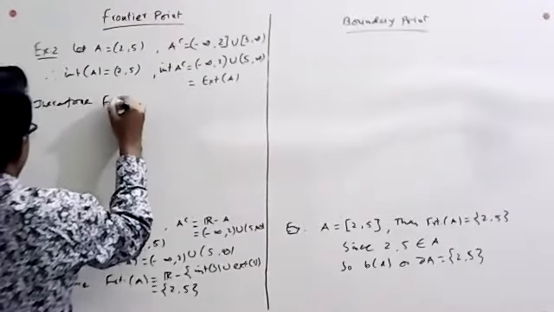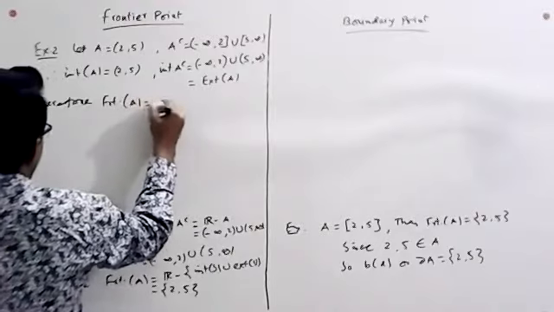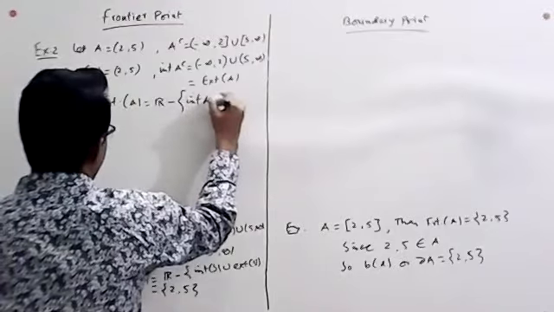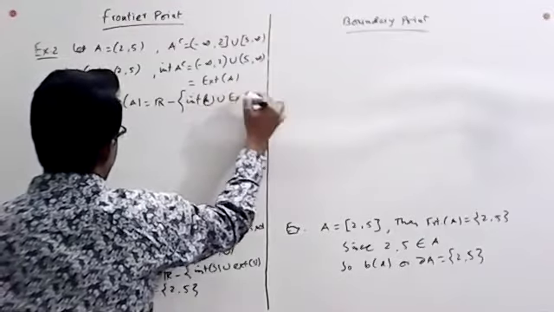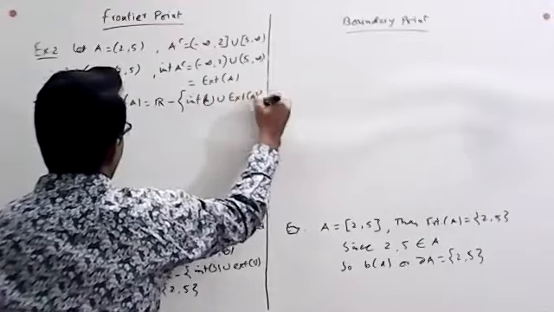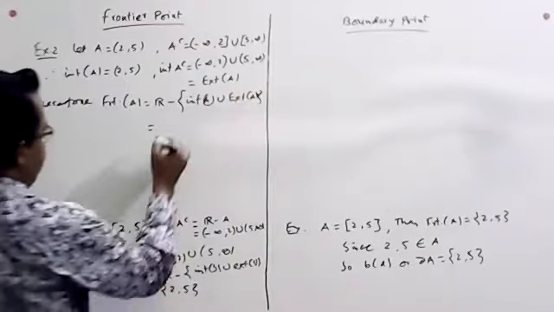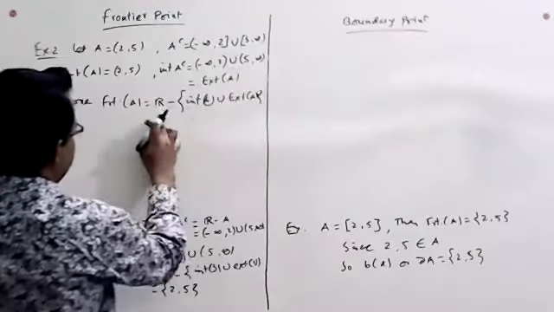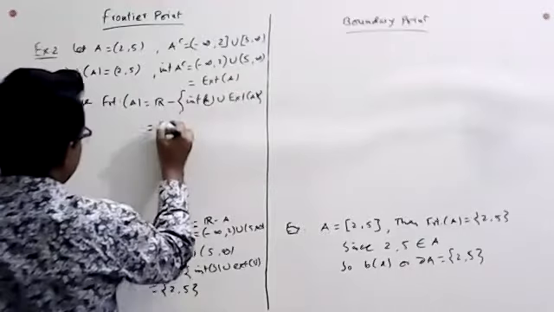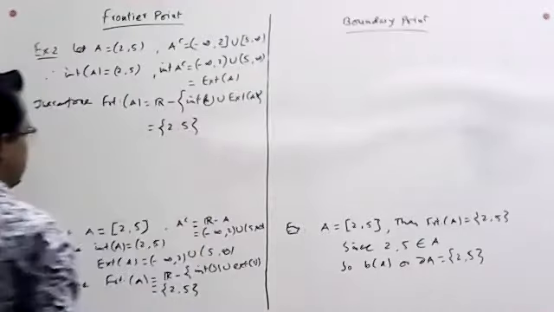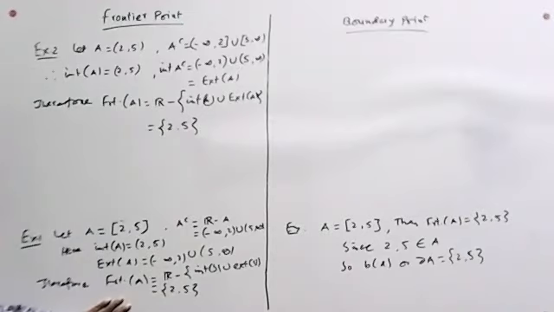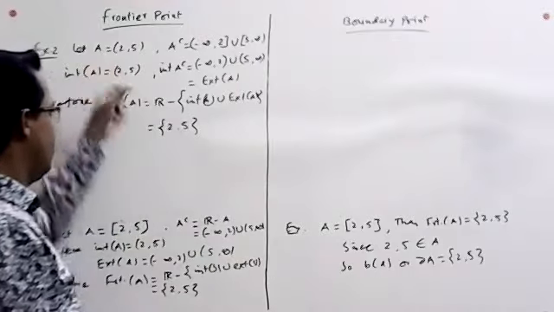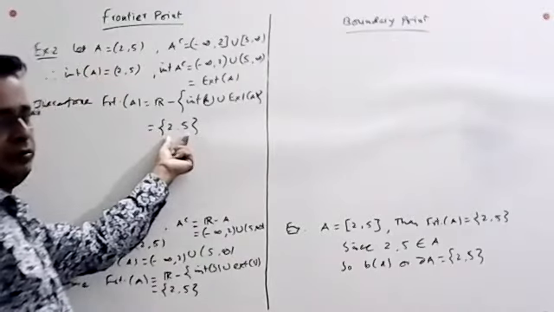Therefore, frontier of A equals the set of real numbers minus interior of A union exterior of A. Here, if we subtract this set and this set from the set of real numbers, we have got 2 points, which are 2 and 5. Similar to the previous example. But here 2 and 5 do not belong to this set, so we cannot say that these are boundary points.